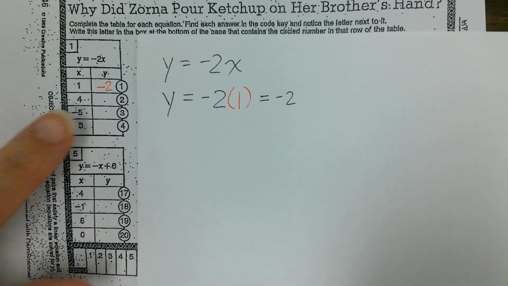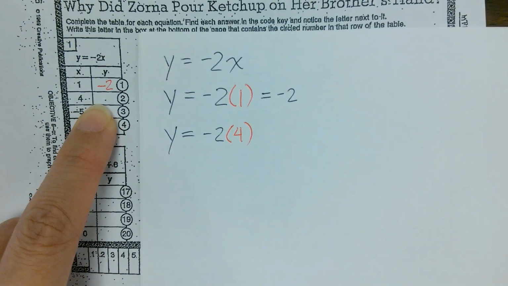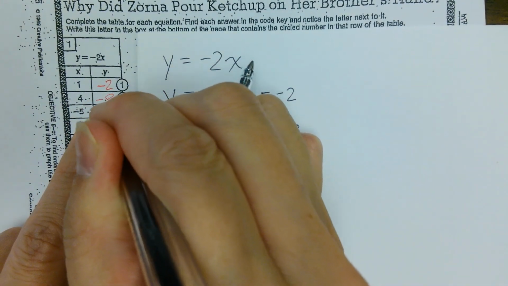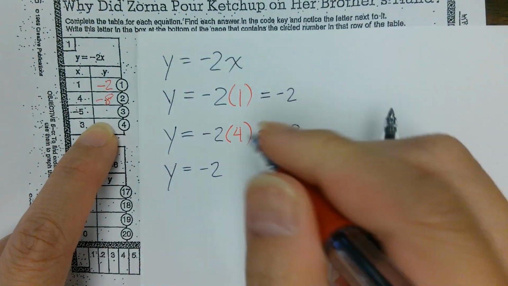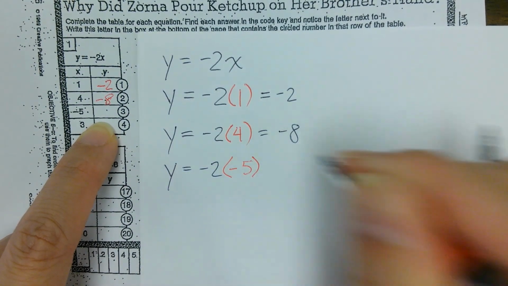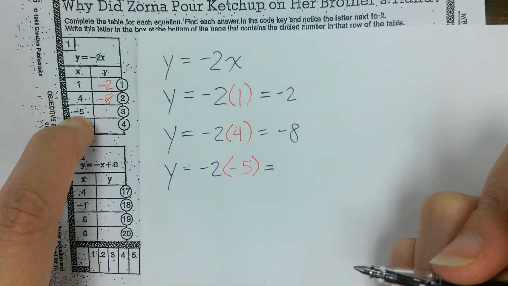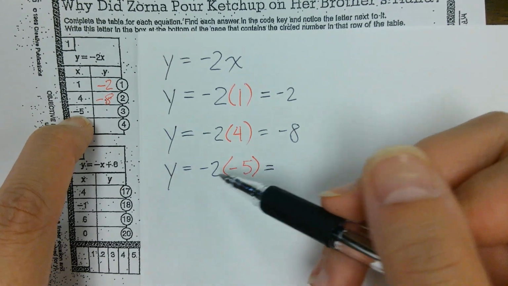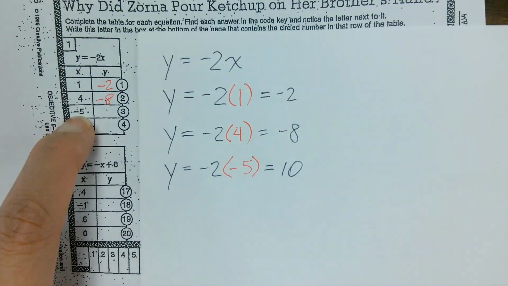Same thing for the next one when it's 4. So y equals negative 2 times 4. And that gives you negative 8. Sub in negative 5. So negative 2 times negative 5. Make sure you put it in brackets. Otherwise, it's going to read negative 2 minus 5. And that's totally not what we're doing. Negative 2 times negative 5 gives you, good, positive 10.